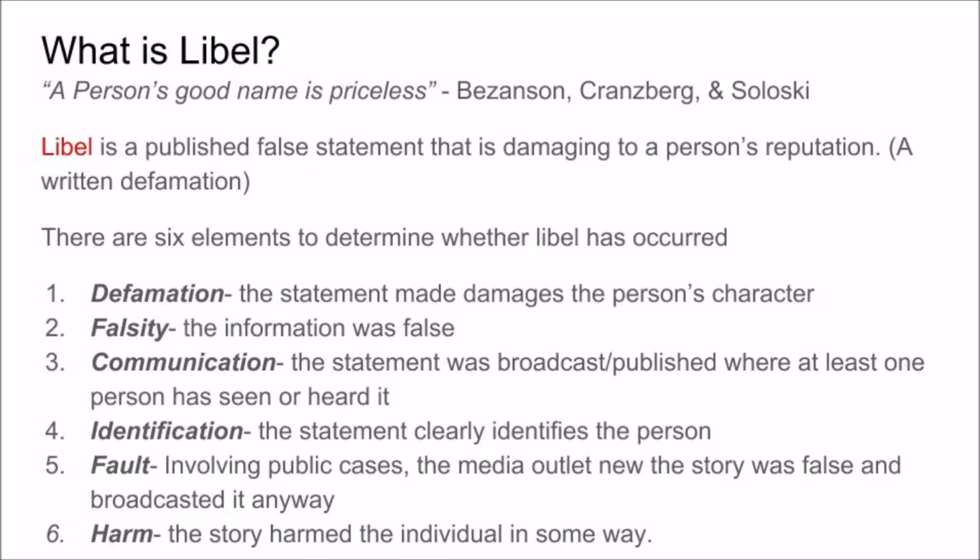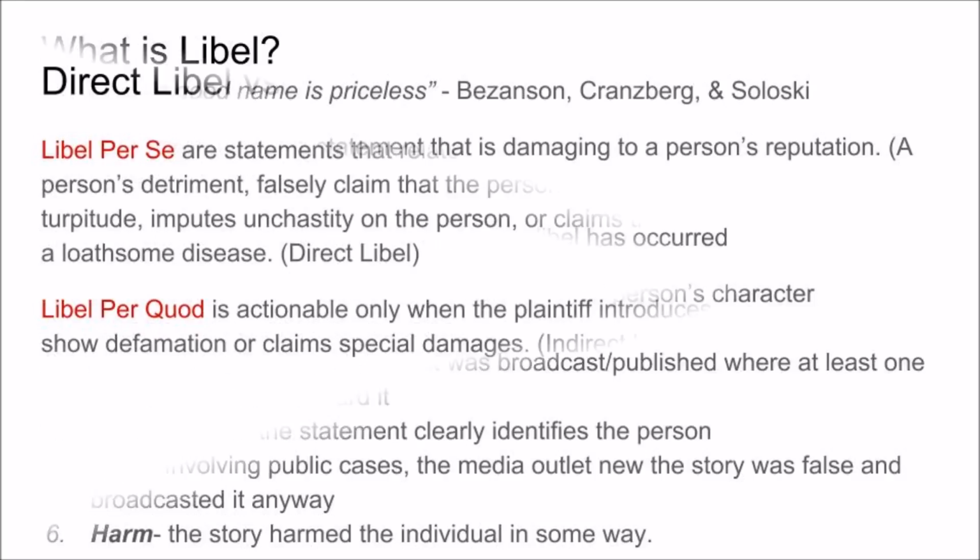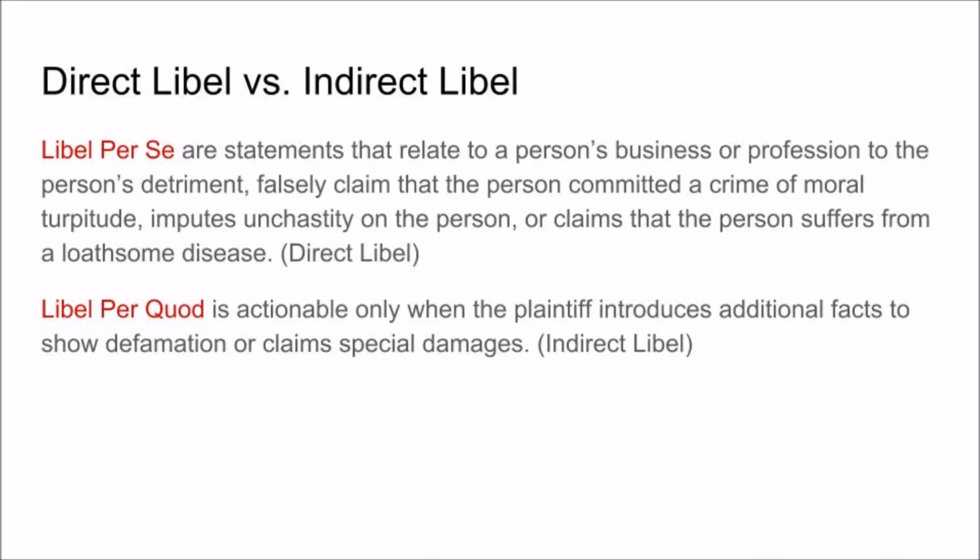Libel is a published false statement that is damaging to a person's reputation. There are 6 elements to determine whether libel has occurred. 1. Defamation. 2. Falsity. 3. Communication. 4. Identification. 5. Fault. And 6. Harm.